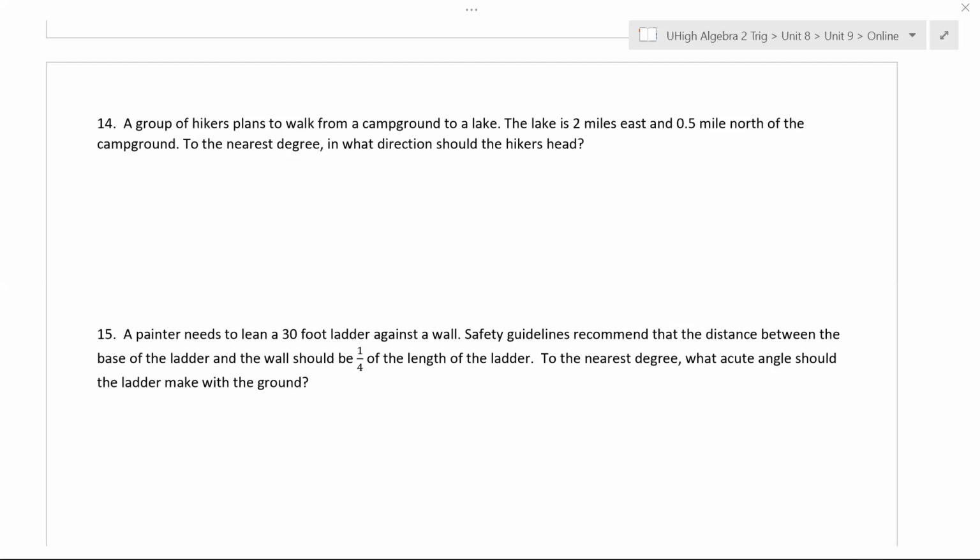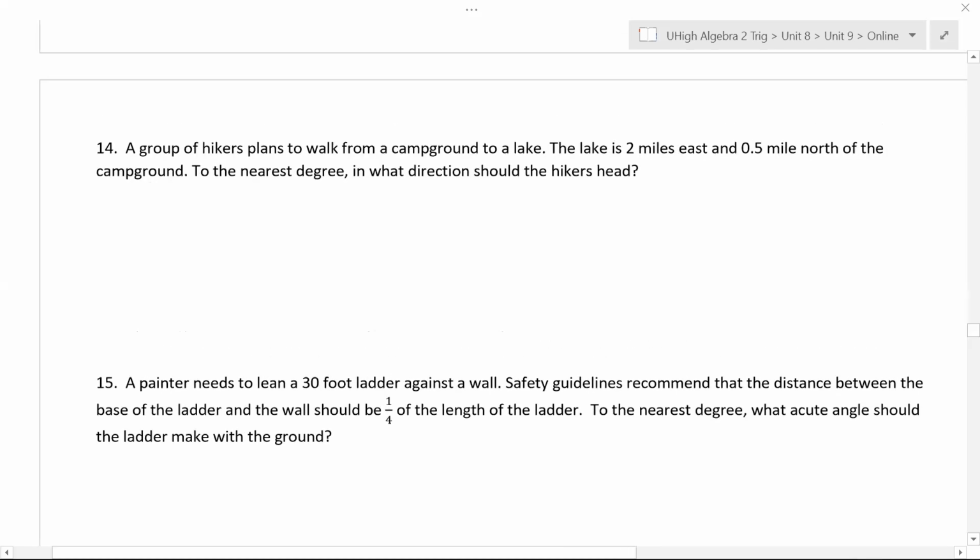Okay, so when we're doing these, let's take a look at 14. A group of hikers plan to walk from a campground to a lake. The lake is 2 miles east and half a mile north of the campground. To the nearest degree, in what direction should the hikers head? So I'm going to start somewhere. This is going to be my campground. I'm going to go 2 miles east and half a mile north. And now I am at the lake.